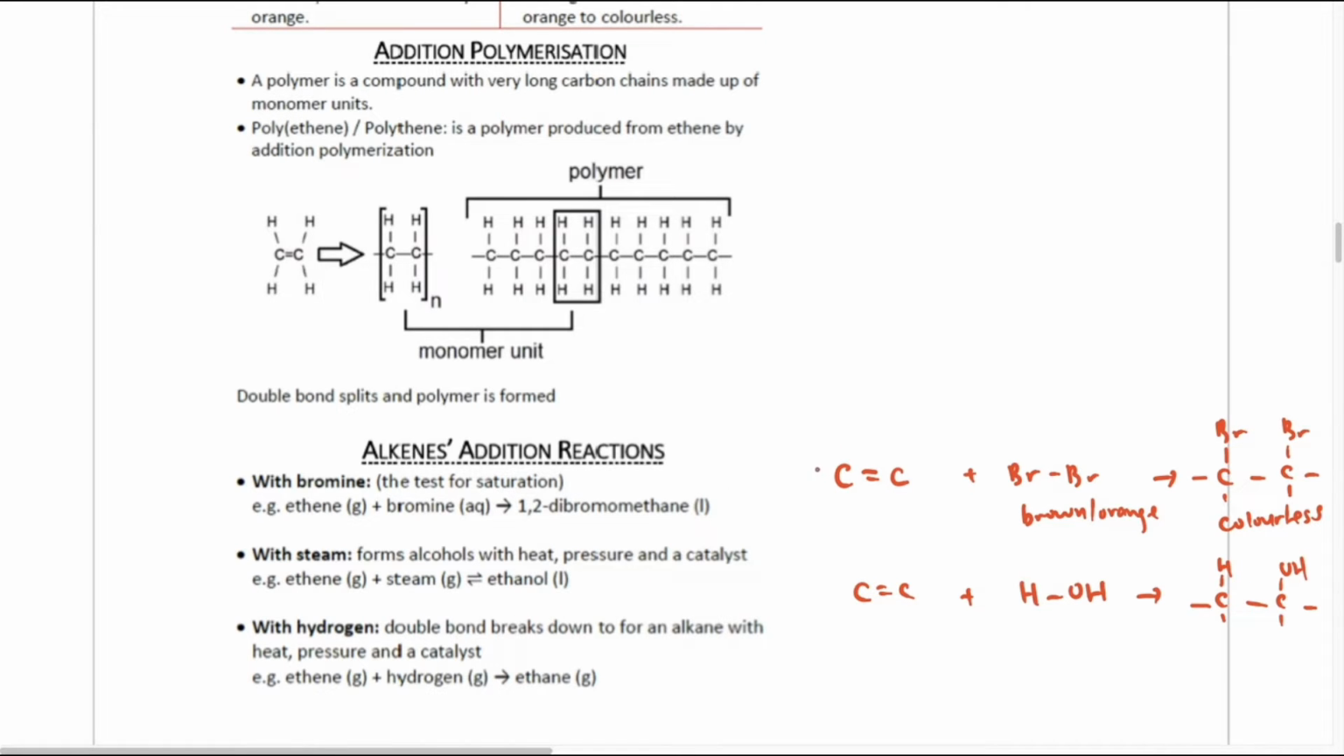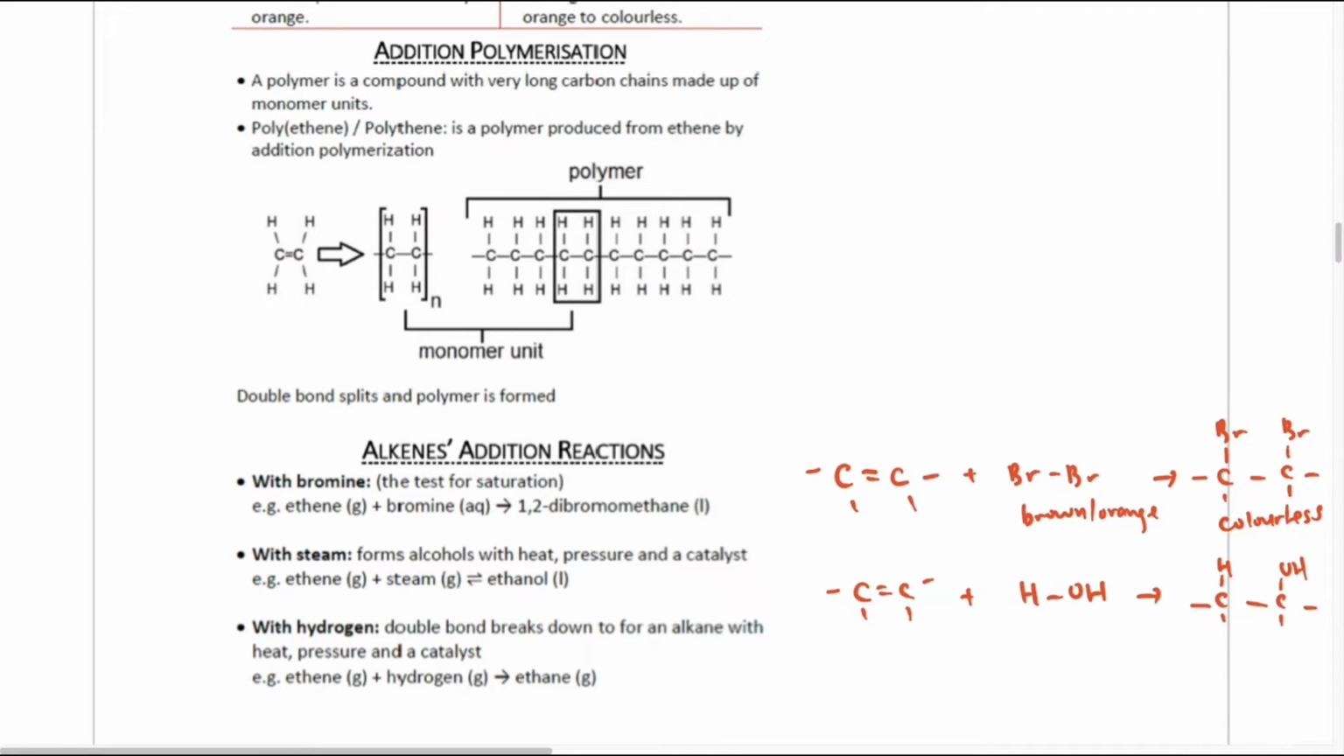Okay, so ethene, for example, reacts with steam, then the double bond is no more, it becomes a single bond, then it takes OH. OH is alcohol. So that's why ethanol, which is an alcohol, is formed. For this reaction to happen, you have to heat, you have to have pressure and a catalyst. What catalyst, no need to remember. What pressure, no need to remember, just write in general: heat, pressure, catalyst.